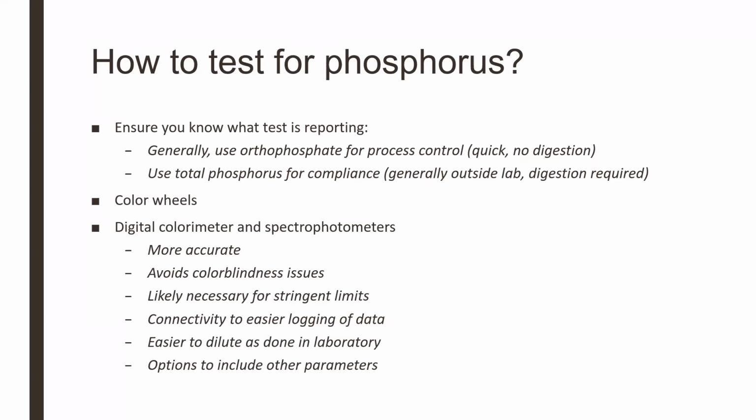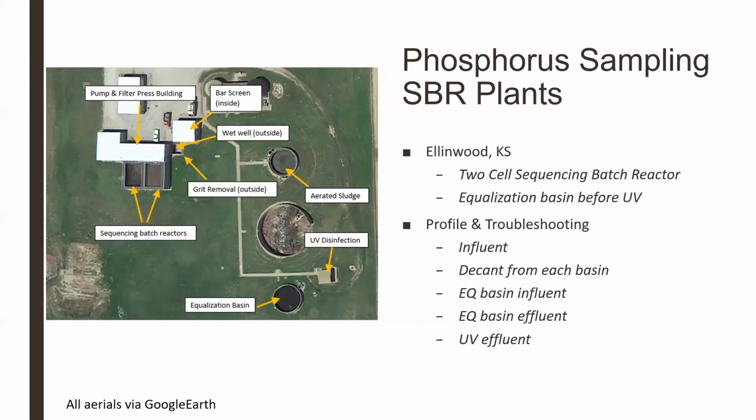We will now be moving into phosphorus sampling at various treatment plants, in the real world. So if you were looking at the phosphorus profile in these plants, this is where you'd begin sampling. So Ellenwood, Kansas is a 2-cell sequencing batch reactor. It does have an equalization basin that takes the decant from the SBRs to smooth the flow going into the UV disinfection.